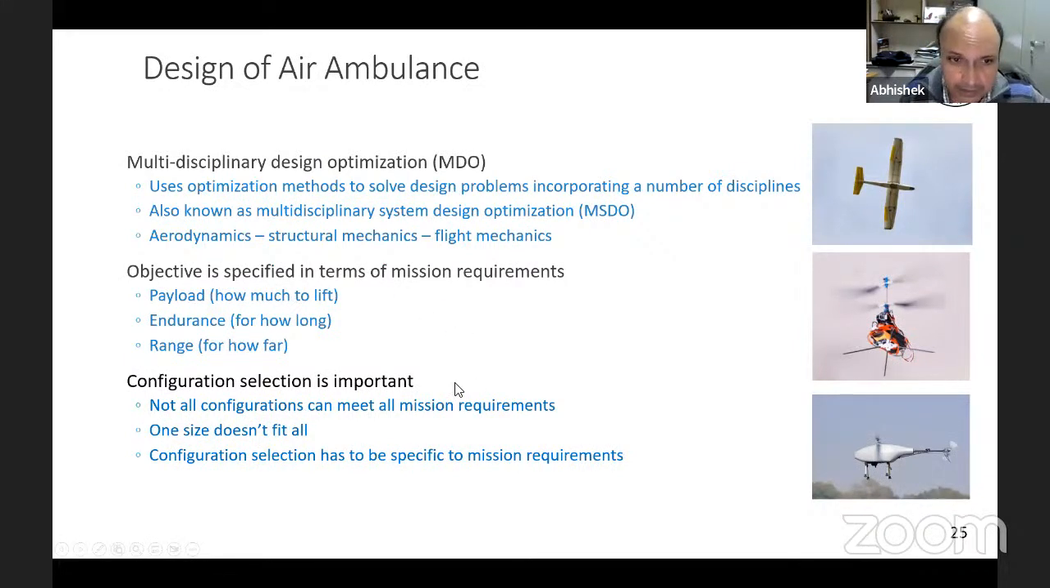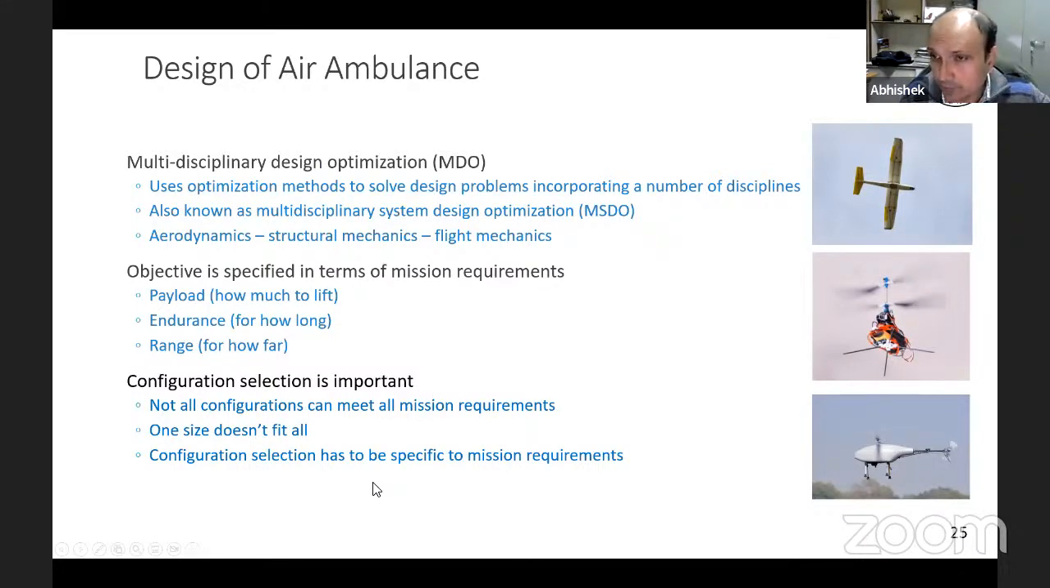Right now, you already have an idea about what the payload is that needs to be carried, and how long you have to fly to complete your mission. So that range is already known to you. For you, the key design drivers are payload and range. The time of flight is probably slightly less important for you. So here the configuration selection is very, very important. I showed you various configurations, and probably by now you already know what configuration you are building.